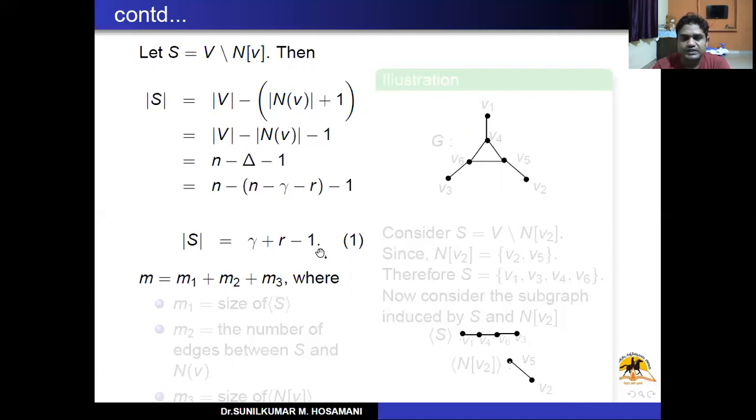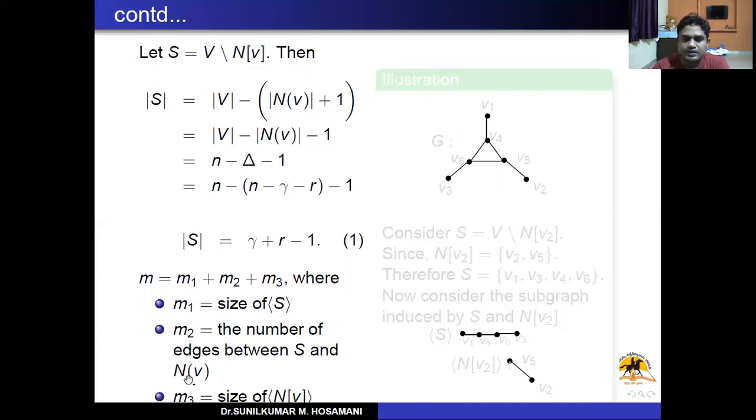Okay, so with this I can now divide the edge set of a given graph into 3 parts. First one, m1, is the size of the subgraph induced by S. S is the set obtained from any vertex. Second one, m2, is the number of edges between S and the open neighborhood of V. And third one, m3, is the size of the subgraph induced by the closed neighborhood of V. So here we can partition the edge set into 3 sets, say m1, m2 and m3.